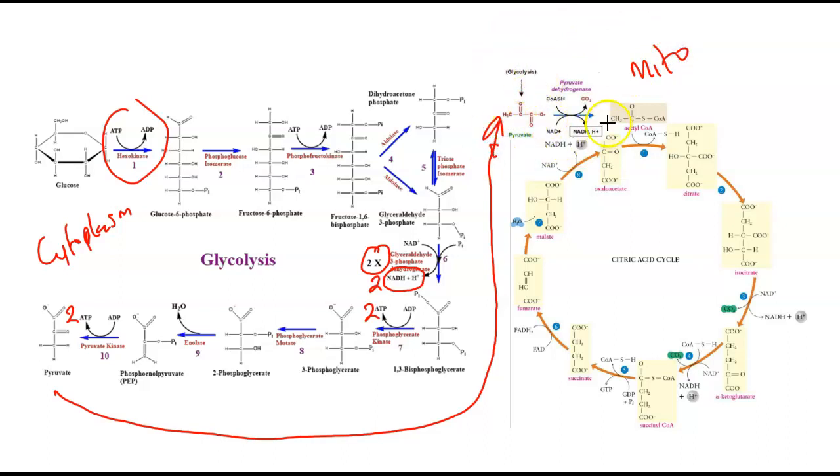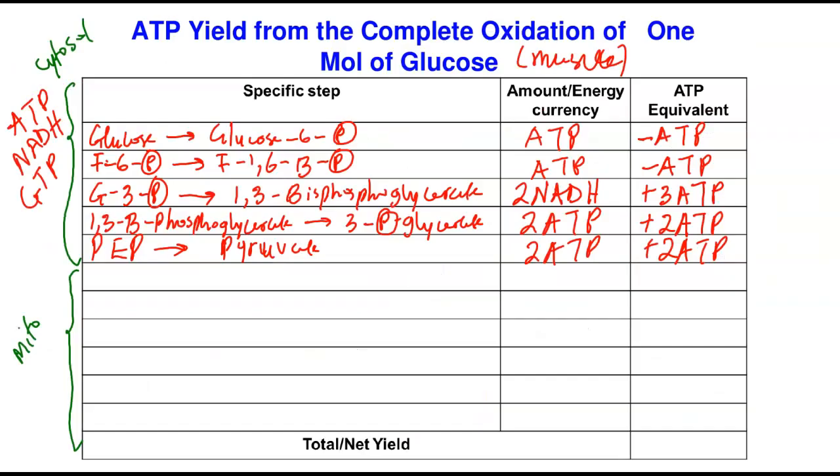Pyruvate is now broken down to acetyl-CoA. Remember, it is 2 molecules of pyruvate that we got here. These 2 molecules go here. So what it means is that 2 pyruvate molecules will be broken down. If you look at this, in breaking down pyruvate to acetyl-CoA, you generate another what? NADH. Because it's 2 pyruvate, we're going to have 2 NADH. So we go back and pin it down. From pyruvate to acetyl-CoA, we generated 2 NADH molecules.